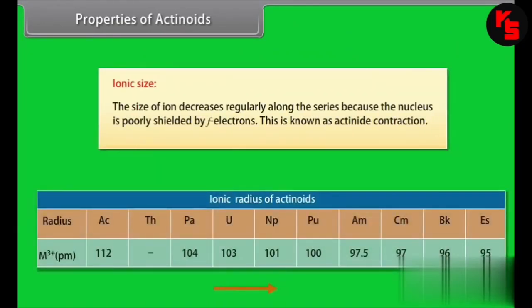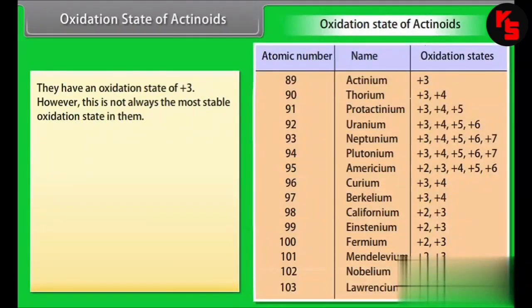Ionic size. The size of ion decreases regularly along the series because the nucleus is poorly shielded by f electrons. This is known as actinide contraction. Oxidation state of actinoids. They have an oxidation state of +3. However, this is not always the most stable oxidation state in them.